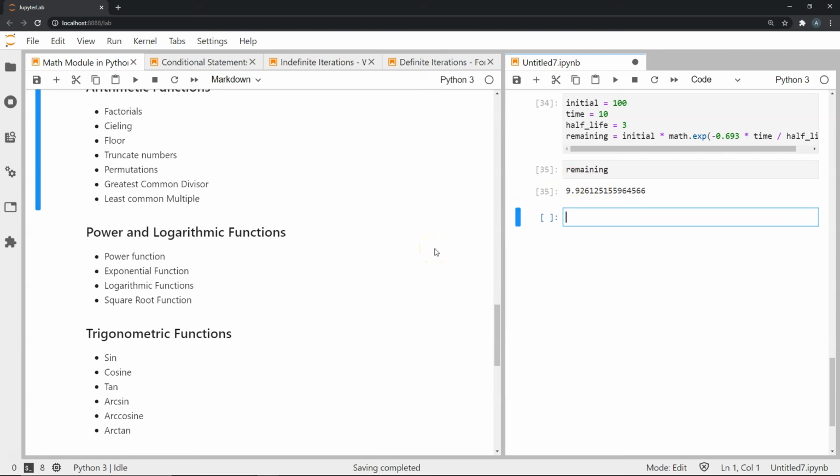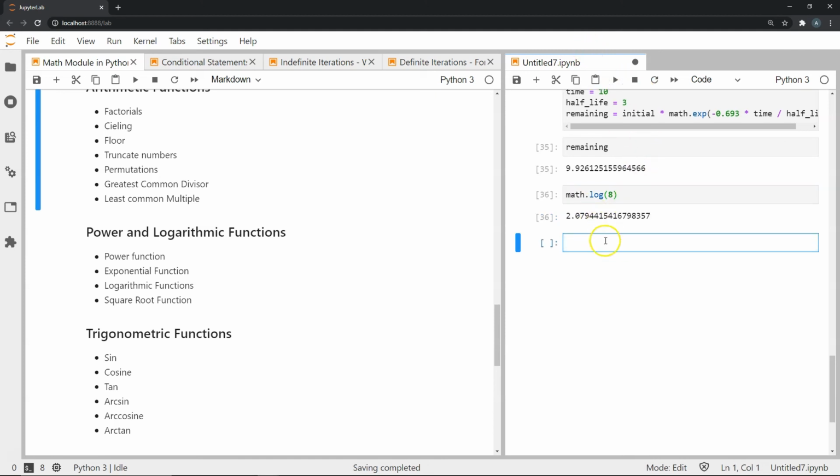So the next type of functions are logarithmic functions. Let's look at some of the logarithmic functions that are part of the math module. A basic log function would be written like this: math.log. In between this, I would pass the number that I want the log for. By default, if I just pass one number, it will calculate the log of 8 to the base of e. As we know, e is Euler's number. Let's see what it does in this case. It gives me some value.